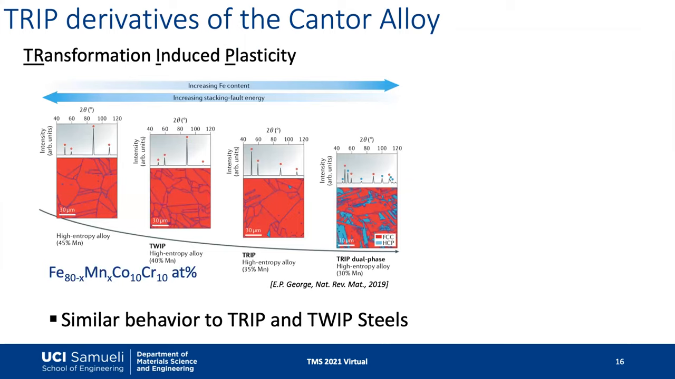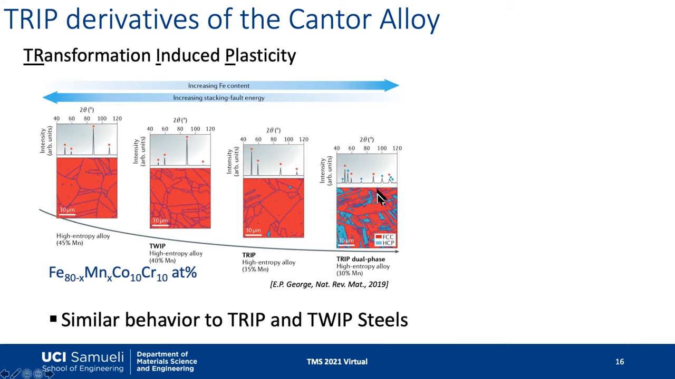Another example of the FCC-based derivatives of the Cantor alloy are the TRIP HEAs, including the system of varying the iron and manganese to promote TRIP deformation, very similar to what we see in steels. Going from left to right, we're increasing the iron content. And going from left to right, we're decreasing the manganese from 45% to 30%. And going from left to right, we're also decreasing the stacking fault energy.